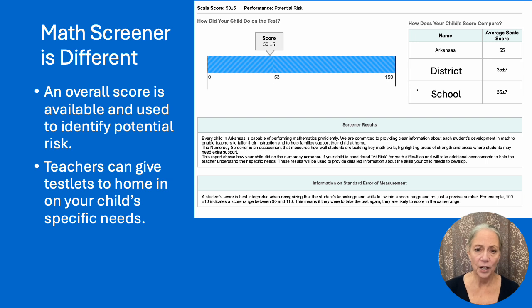Now, again, this is where it's a little different from literacy because you don't get the reporting categories. You would have to reach out to your child's teacher to determine if there are areas of need that you might be able to support the teacher and partner with them on helping your child improve in those areas. So math, different.